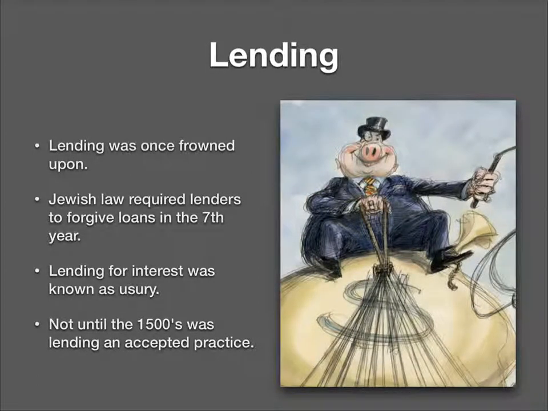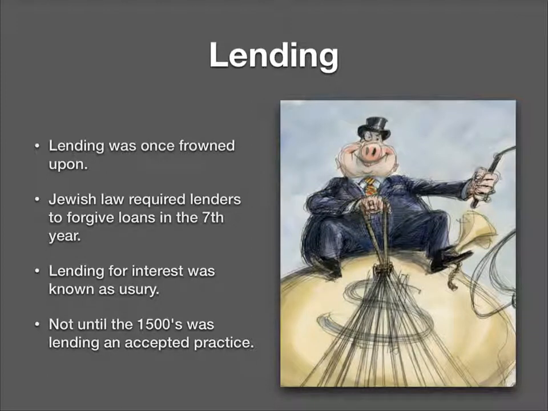It talks a little bit in the book about lending and how it was once frowned upon. Just interesting history about lending. Jewish law actually required lenders to forgive loans in the seventh year. The number 7 was somewhat important in biblical times, because on the seventh day you're supposed to rest. It was a Sabbath day. And basically they decided, all right, lending's bad. It was called usury at the time, and Jewish law said, all right, if you're going to make loans, you have to forgive the loans in the seventh year.